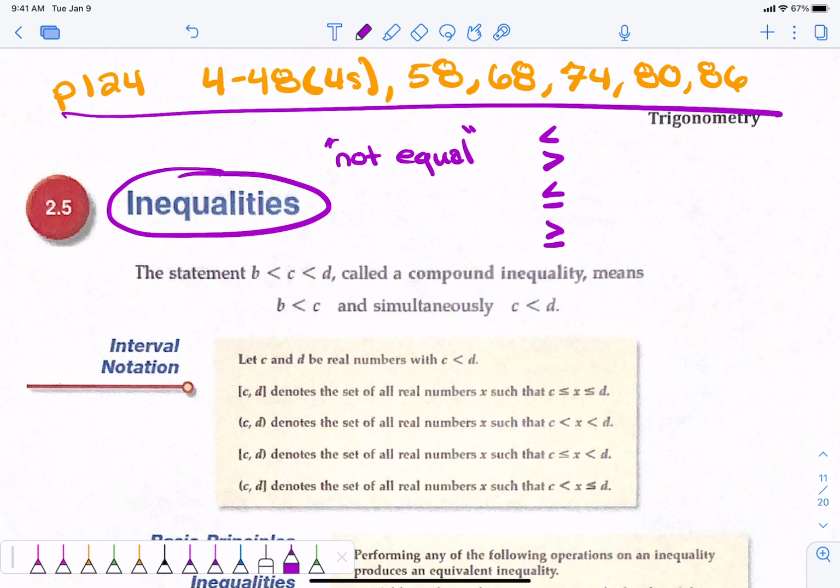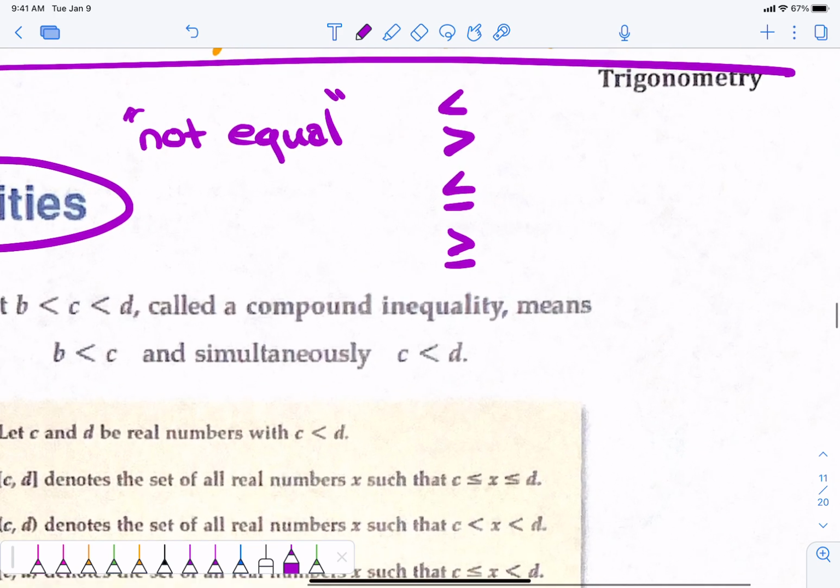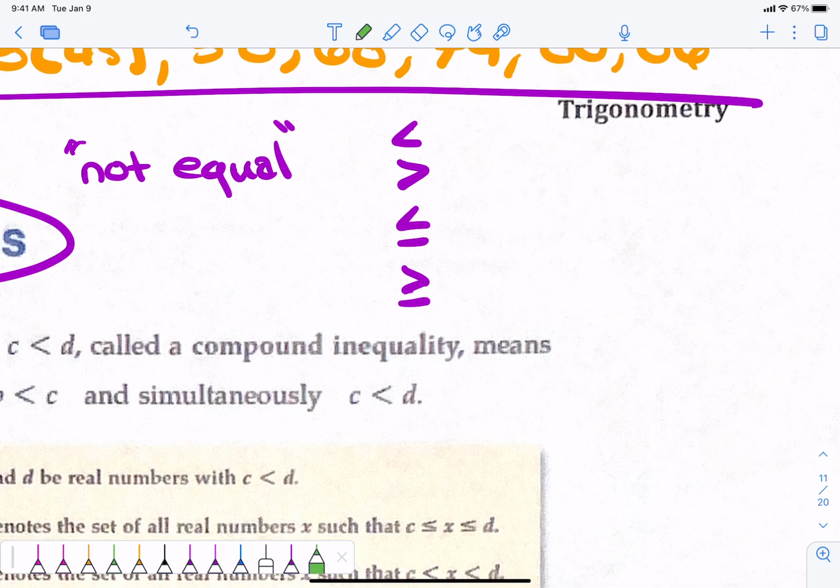When you're plotting these on a number line, you might have to do that for a couple of the problems. If you're doing greater than, this is an open circle to the right. If you're doing less than, less than is an open circle to the left. Greater than, this is an open circle to the right. Okay? Less than or equal to is this way. Greater than or equal to is this way.